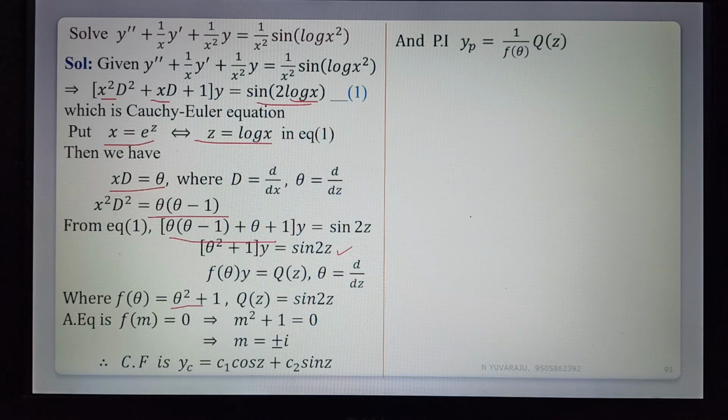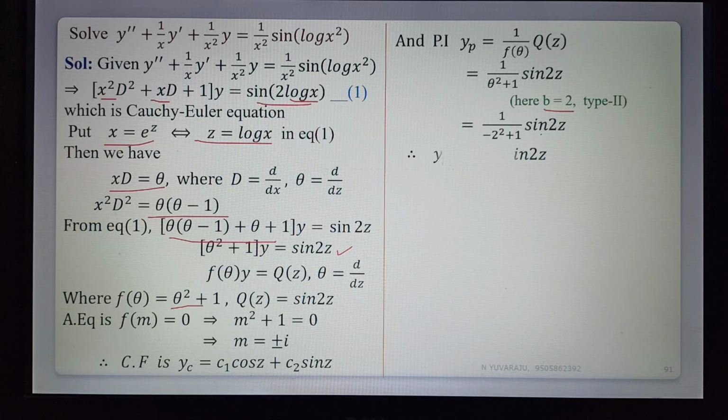Now finding the yp. yp is equal to 1 by f of theta into Q of z, so 1 by (theta square plus 1) into sine of 2z. Which form is here? 1 by f of D into sine bx form, type 2, where b is equal to 2. Theta square is replaced by minus b square, minus 2 square. That is 1 by (minus 2 square plus 1) into sine 2z, which is equal to minus 1 by 3 into sine 2z.